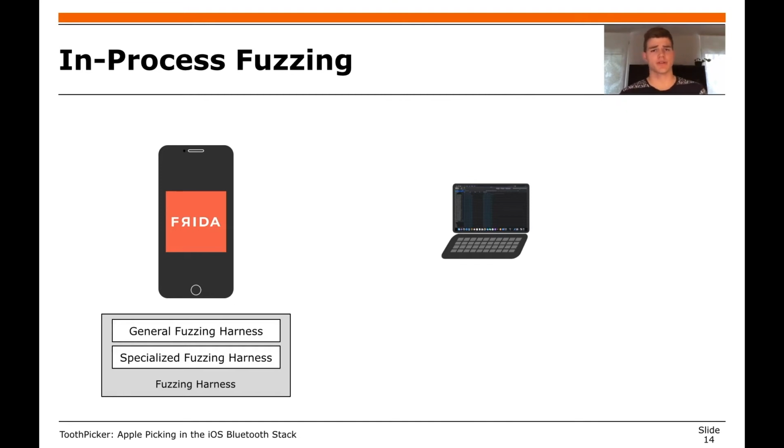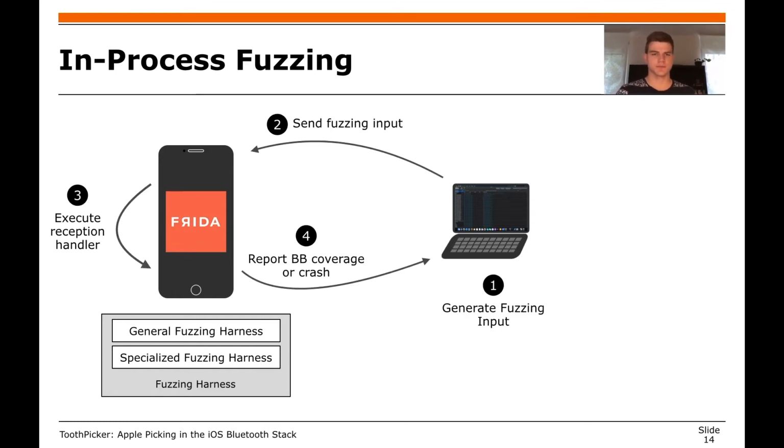In general, we're using a very simple coverage-guided fuzzing process where the manager is mutating and generating inputs and sending them to the device. So first, a fuzzing input is generated. This is sent over using Frida to the injected code. The injected Frida code will execute our reception handler of the specific protocol we're fuzzing, and then we will either get back a report of the basic block coverage that we achieved, or, in case a crash happened, information about that crash.